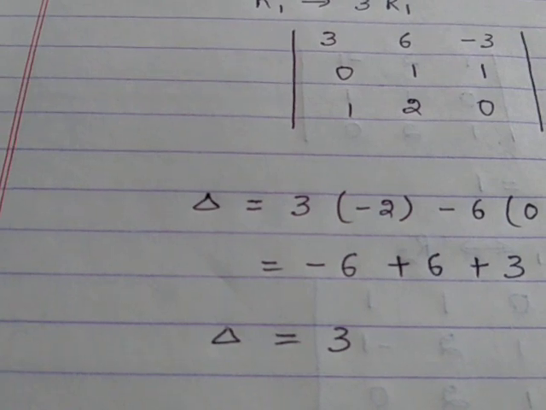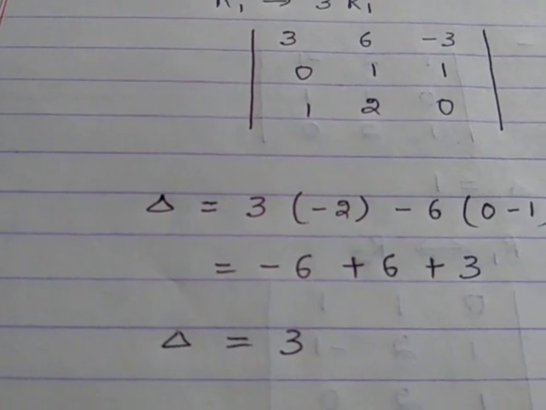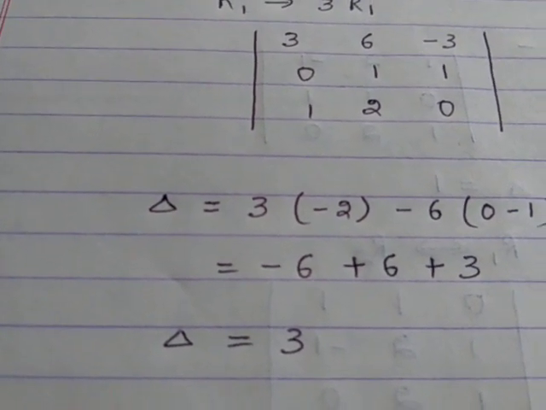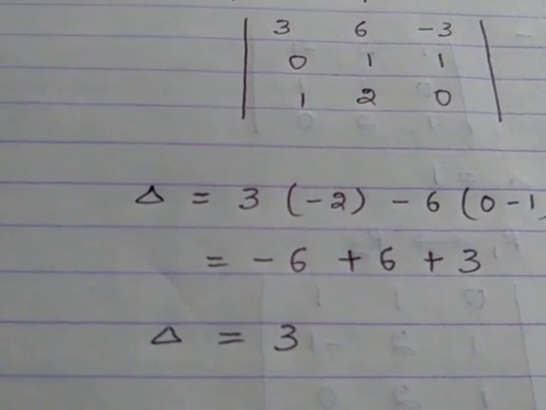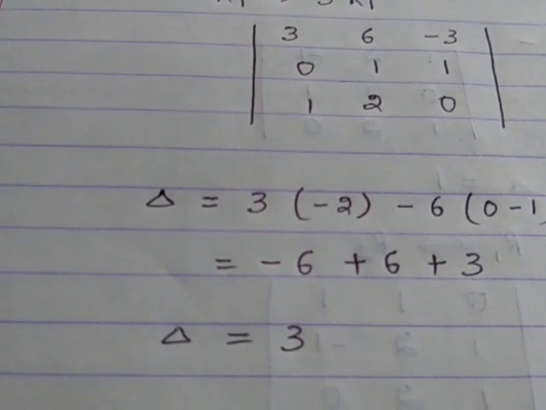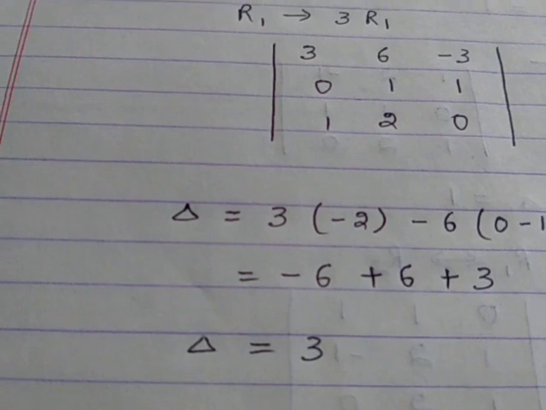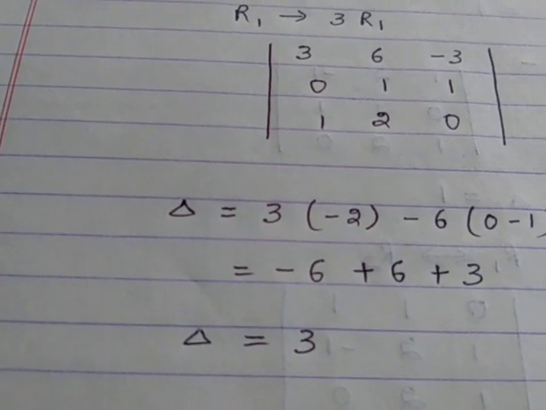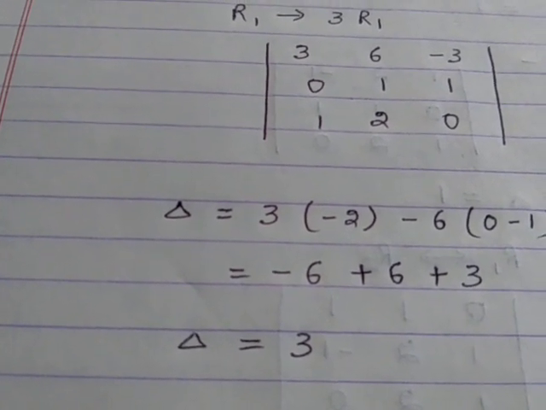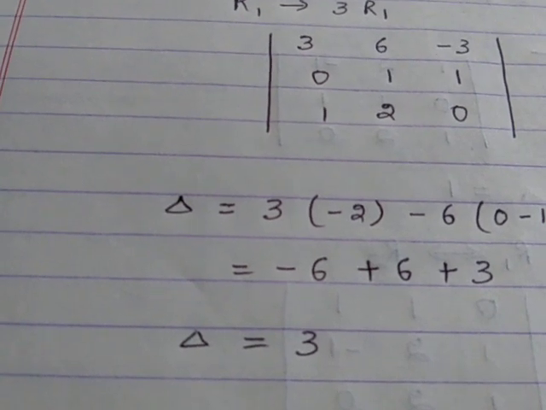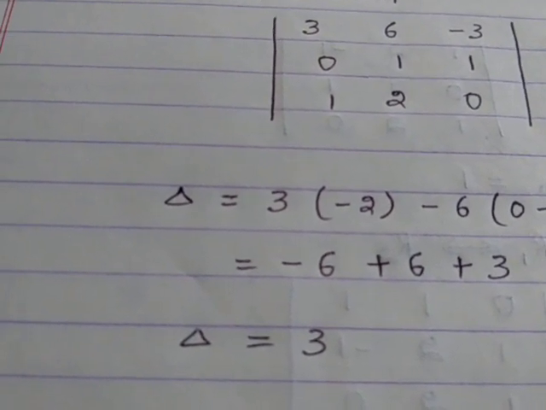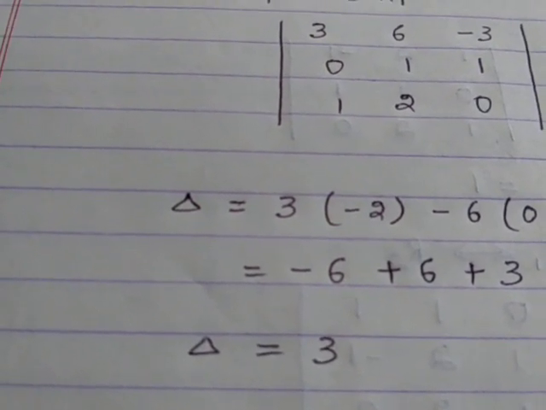So there are two cases. When the elements are identical, then its value is 0, and when the elements of any two rows or columns are proportional, again its value is 0.